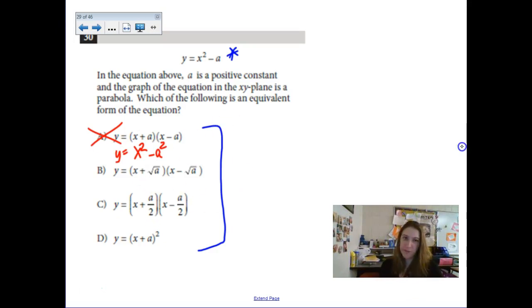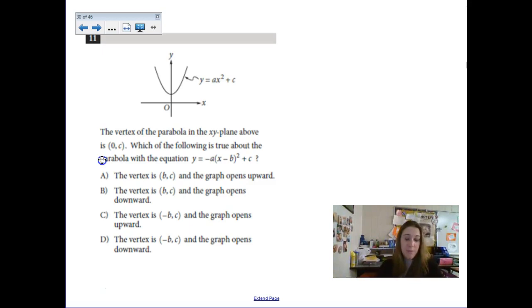Let's try FOILing this one out. I get x squared again, and then negative square root of a times x plus positive square root of a times x. Okay, those cancel. The middle cancels again. And then I get a negative square root of a times square root of a, which would be negative a. I think we found our winner, guys. That matches. The choice is B. Now you can keep going if you want, but I only have 5 minutes, so I'm not going to keep going. All right, this question.